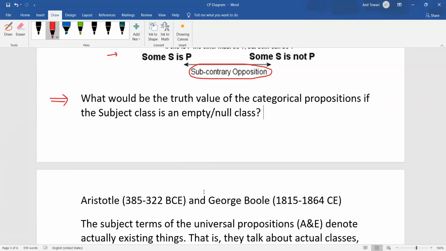What would be the value of the categorical propositions which involve a subject class which is empty? There is no member in that. If there is no member in the subject class, whom are you going to include or exclude? Whom are you going to include in the predicate class? Whom are you going to exclude from the predicate class if there is no member in the subject class? So this question was raised almost 2000 years after the Aristotelian proposal.